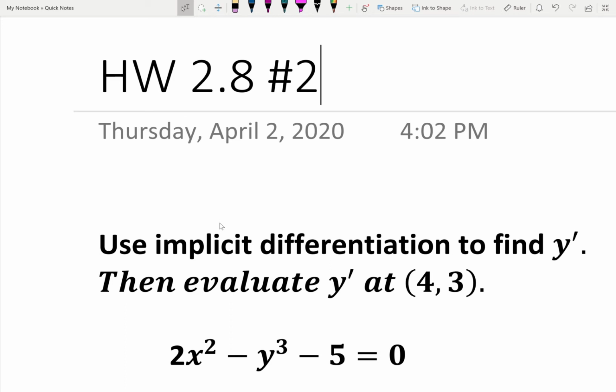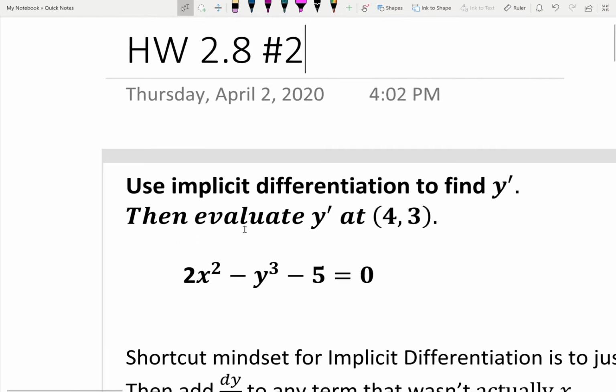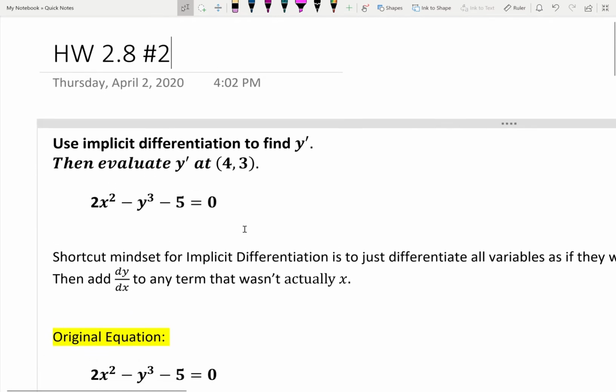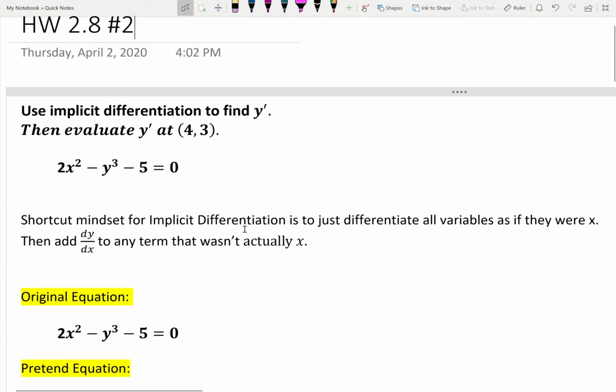For this video, we're not going to go into too much of the concept. We're just going to go straight into how I would compute this. When you're thinking about implicit differentiation, keep one thing in mind: pretend you're differentiating the entire equation as if you're only dealing with x's. Once you differentiate everything as if they were all x's, go back, change the x's back to y's, and then add a term dy dx to the end of that term.